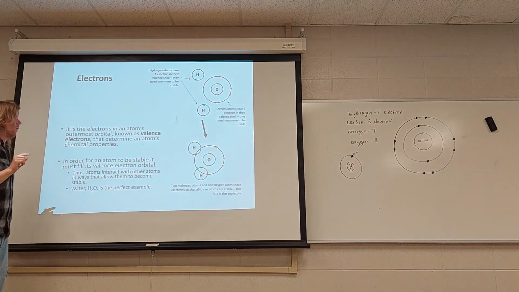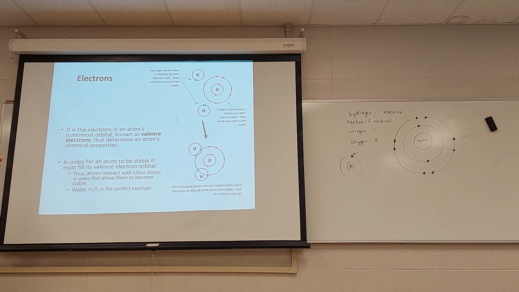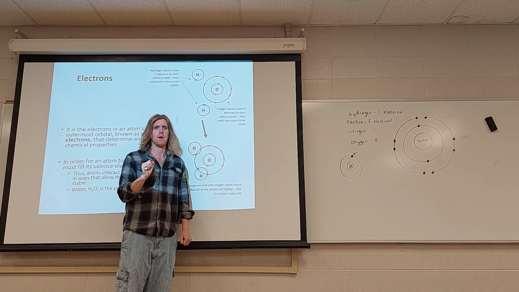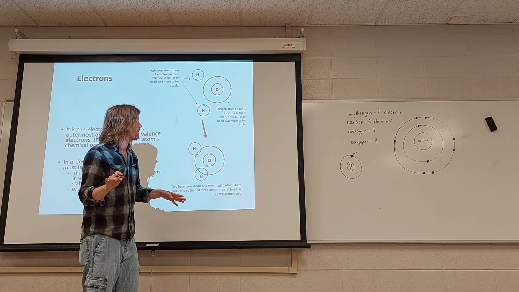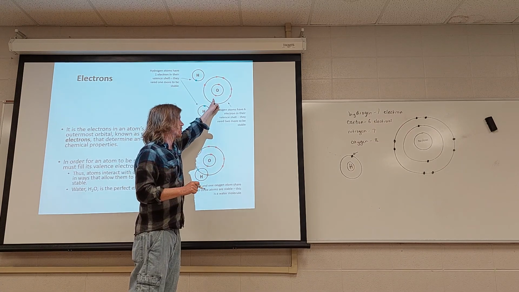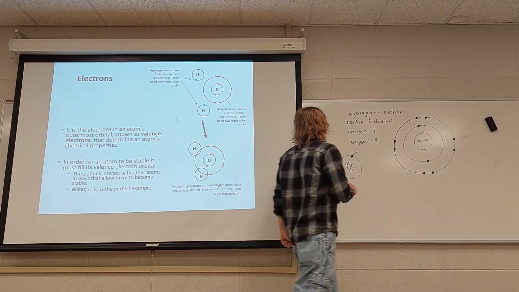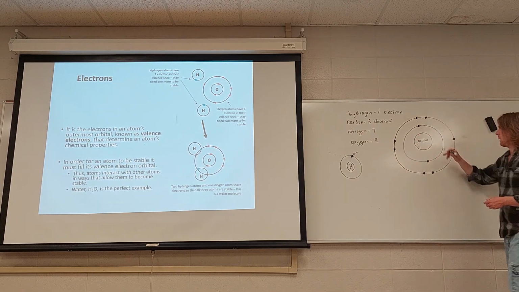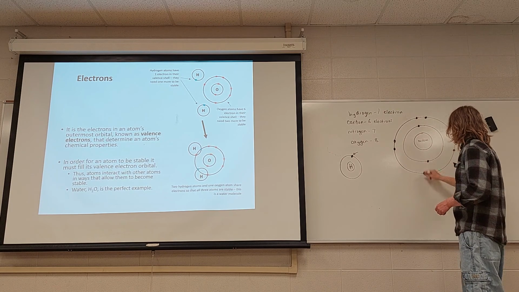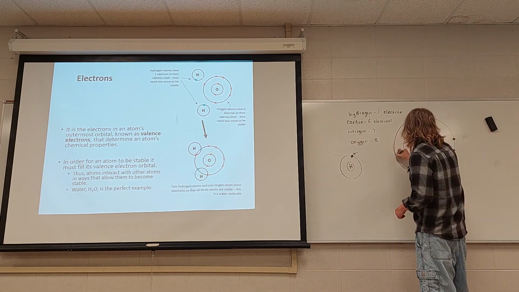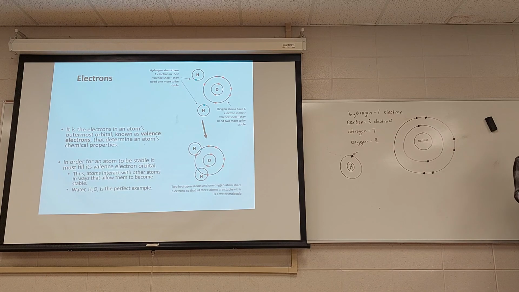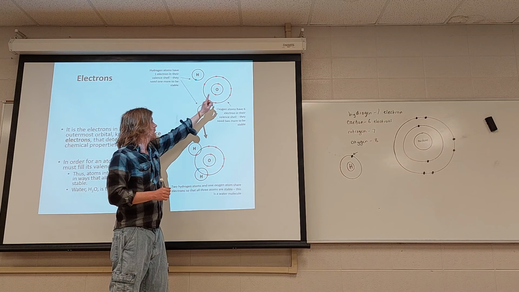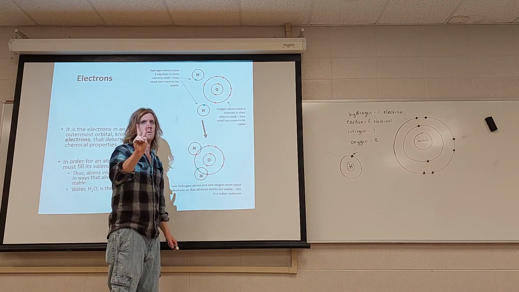That first orbital only needs 2 to be stable, which means hydrogen atoms just need 1 more electron, and then they're good to go. Oxygen has an atomic number of 8, which means 2 in the first orbital and 6 in the second one, giving us a total of 8. Which means, to be stable, oxygen needs 2 more.